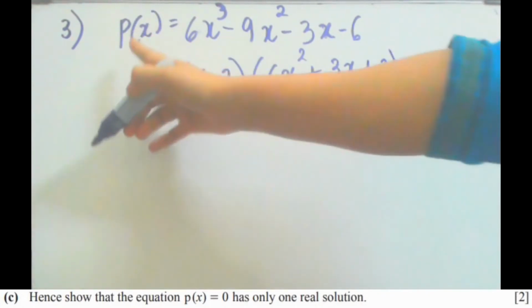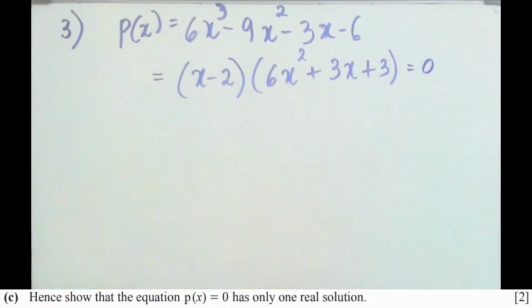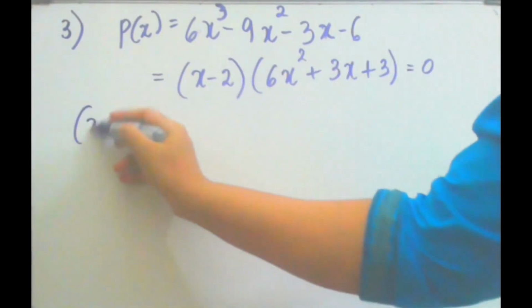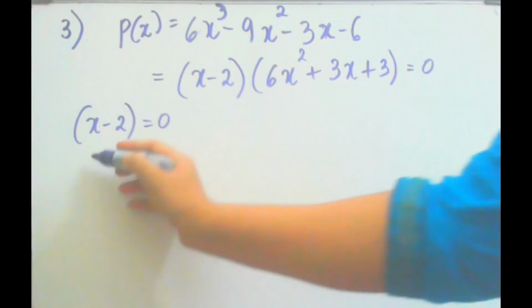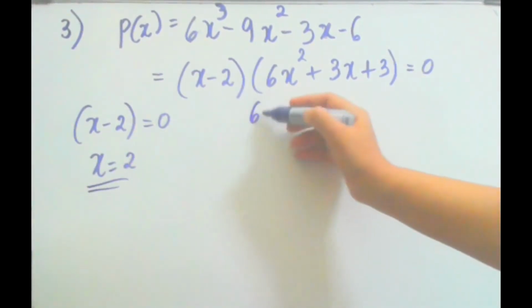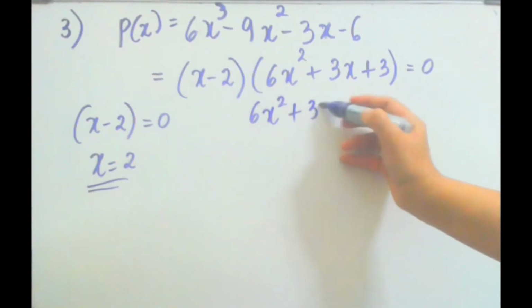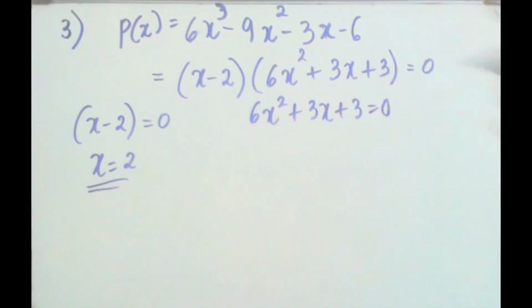So the roots of any polynomial are found by equating the polynomial to 0, which leaves us equating each of the brackets to 0. So we equate the first bracket to 0, we get x equal to 2. Now we equate the second bracket to 0, and we have to find the values of x.